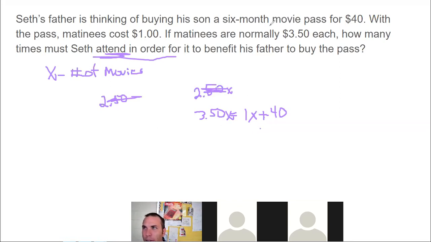So on this side, let's see. On this side, this is the regular. And this side is the pass. And we're seeing where the pass is going to end up being cheaper than the regular. So at first it's $40, so the pass is going to be more expensive up to a point. But really, we're just going to see where x is. So we'll just minus x from both sides, which is what I did up here. So 2.5x is equal to 40.